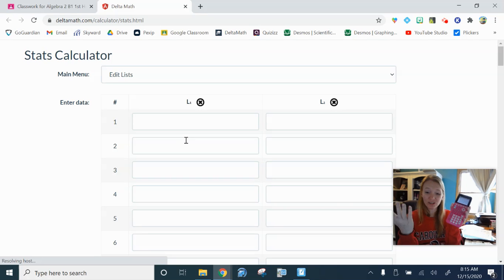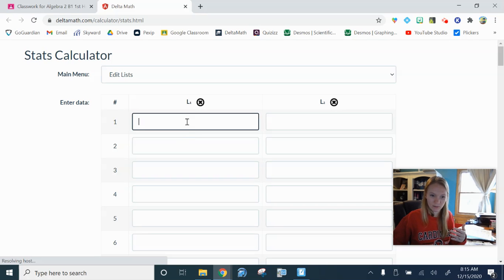And so then what you're going to do is enter all of this information into the table. Now, obviously, I don't normally give you 24 pieces of information. I'm just doing this so that you guys can see that it works no matter what. So I'm going to enter all of these numbers.